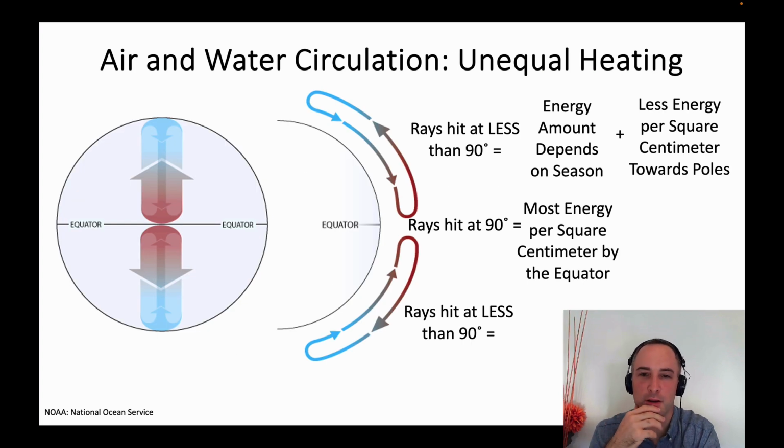I mentioned a little bit earlier that there's unequal heating around the Earth. So if we think about the sun being over here to the right and rays that are hitting the equator at around 90 degrees, we get the most energy per square centimeter in the equatorial region. Now, as we get further up, you're hitting at an angle, so there are fewer rays per square centimeter, just because it's hitting a curved surface.